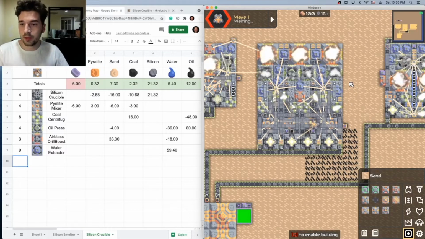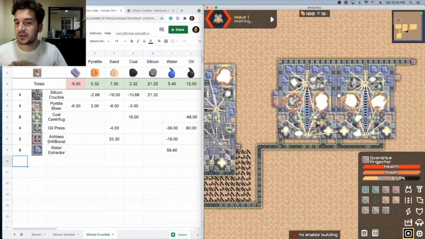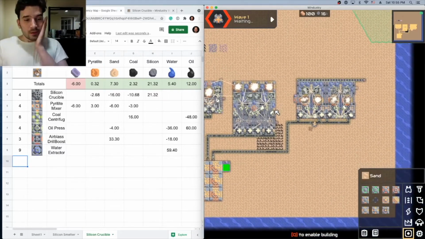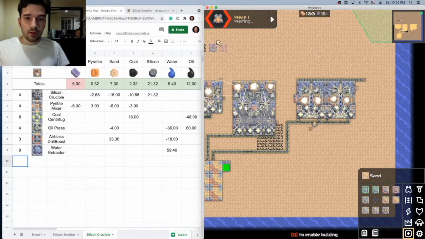And let's take a look at mine. Mine's actually not perfectly balanced. I got more stuff than I need. I got way more stuff. But let's take a look.